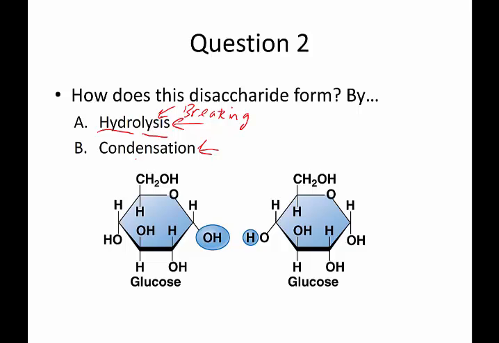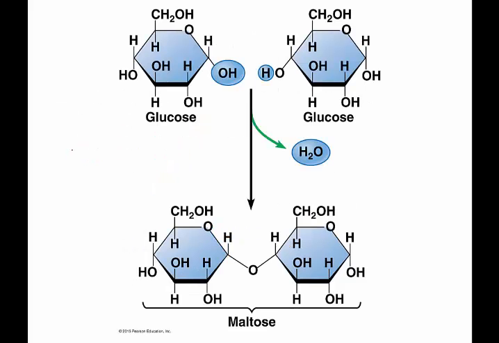Condensation, though, is building. So here, since we're going from monomers to a dimer, we're actually building. So the correct answer here is B. So this is a condensation or dehydration reaction, as your book puts it. And here is just the entire figure itself. So again, this is a dehydration reaction.